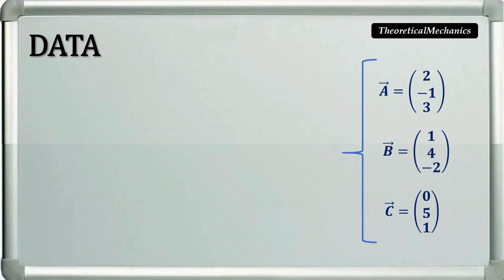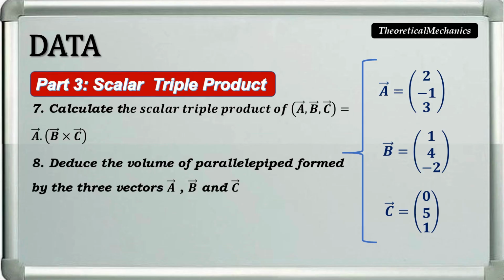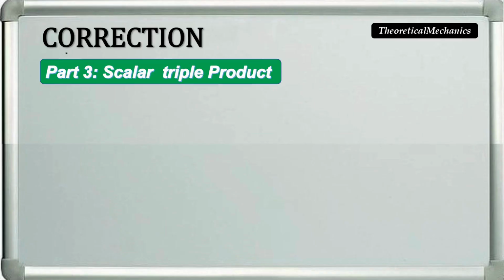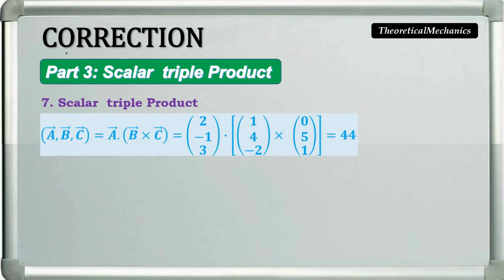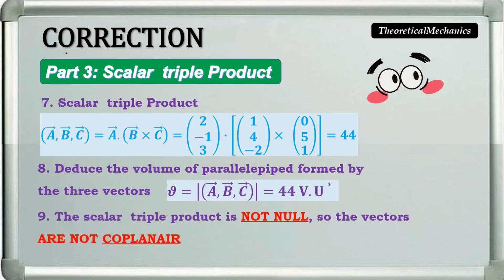Let's now move to the last part of the exercise, which involves the scalar triple product. Here we'll compute the scalar triple product of A, B, and C, determine the volume of the 3-dimensional shape formed by these vectors, and finally check whether the vectors are coplanar, meaning they lie in the same plane. The scalar triple product can be written in 2 ways. One notation uses commas, often seen in French textbooks, A, B, C. The other, more common in English, uses vector operations, A dot product B cross C.